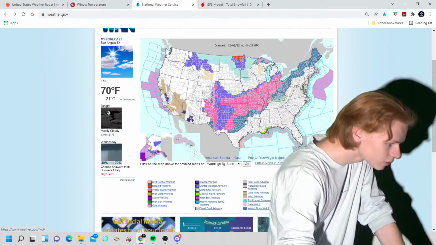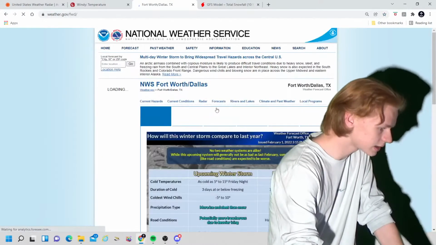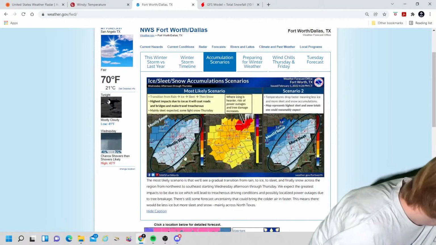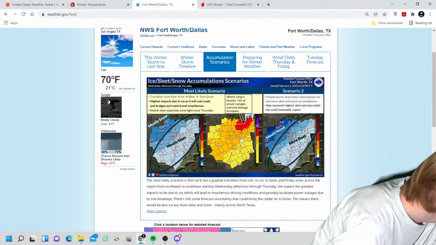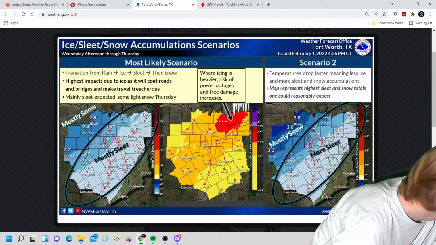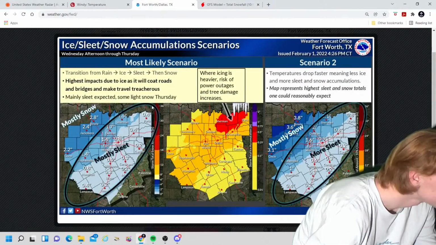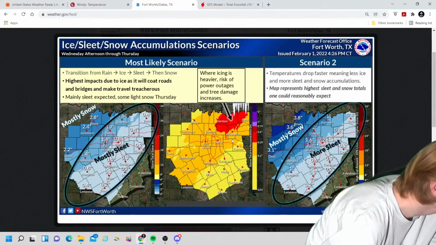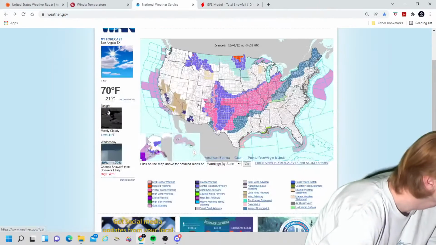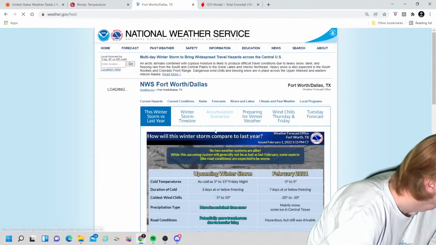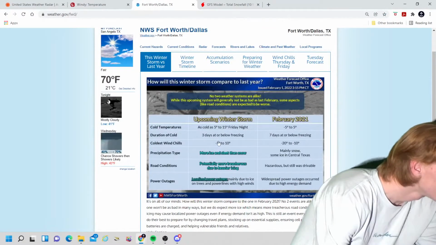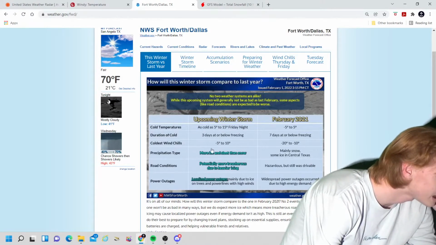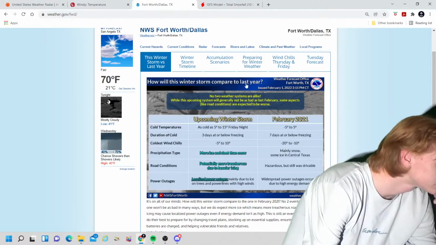Ice accumulations, I think the National Weather Service was saying close to 3/4 to 1 inch of ice for North Texas, which is kind of scary. More sleet, mostly sleet. Jeez. But 1/2 inch, 3/4 of an inch in northeast Texas, excuse me. Upcoming winter storm, 3 days at or below freezing, -5 to 10 degrees, as cold as 5 to 15 degrees Friday night.